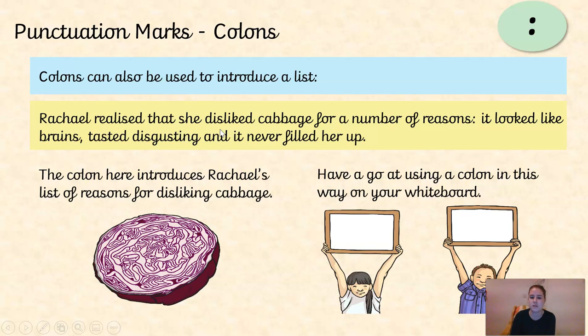If we were to write that sentence so that it was longer, we would have added a comma here. It never filled her up, and you would use a comma until you were then ready to write the last item of your list, and therefore you would include the word "and". So that colon there introduces Rachel's reasons for why she dislikes cabbage. Pause the video and have a go and see if you can write a sentence using a colon that's going to introduce a list.